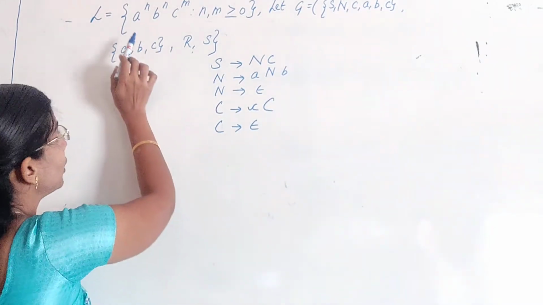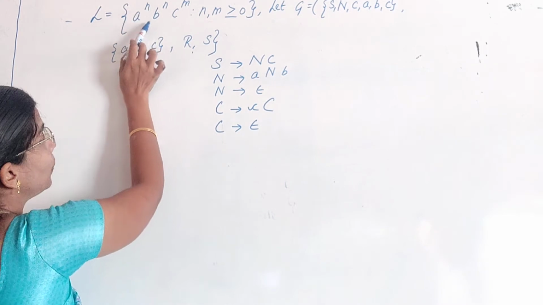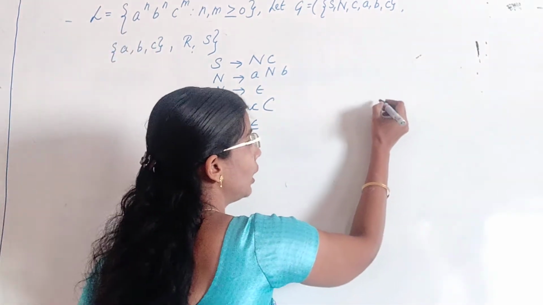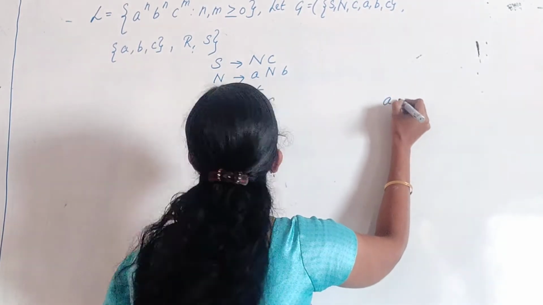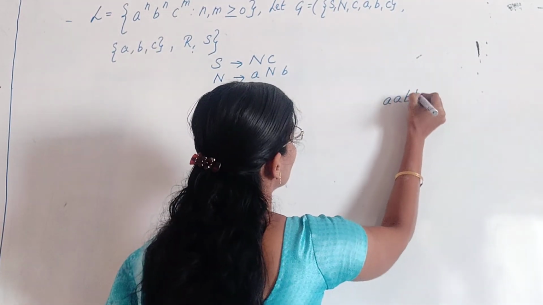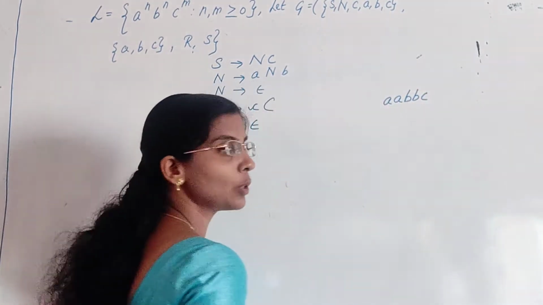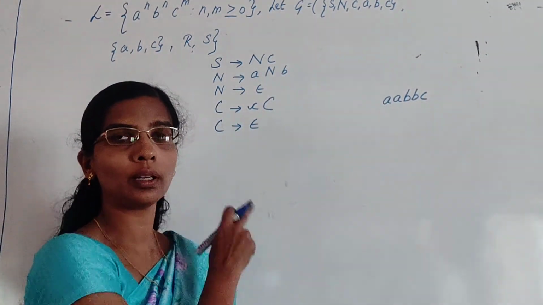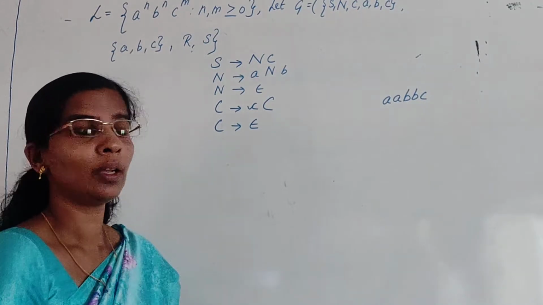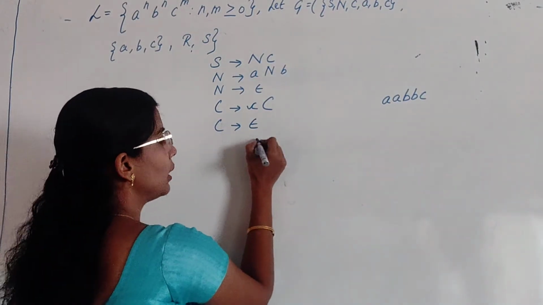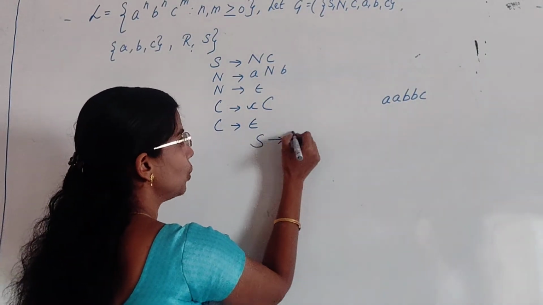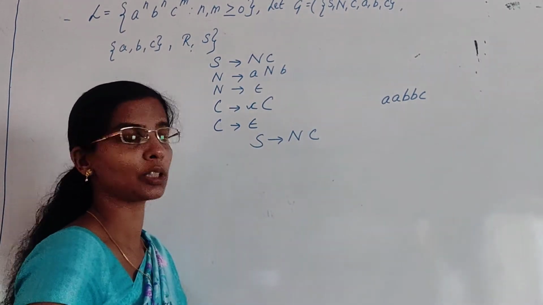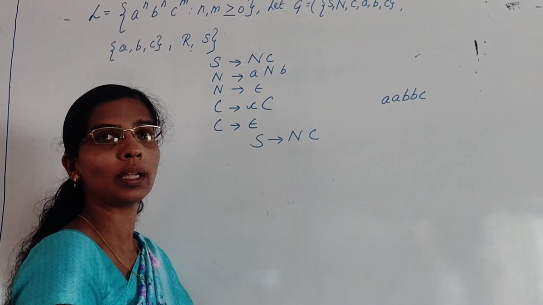You know the language, a^n b^n, so the length of A and B is equal. Suppose I want to generate the string, right? This string if I want to generate, how I can use these rules. We'll see it. I start with my start production, S tends to N C. Right, I'll go with my leftmost derivation only.